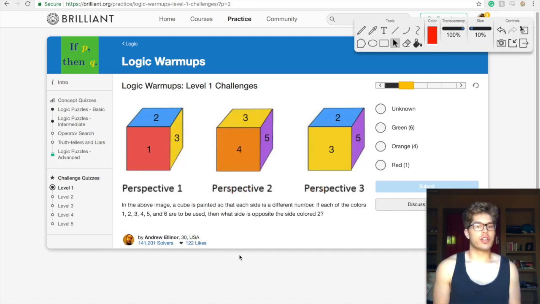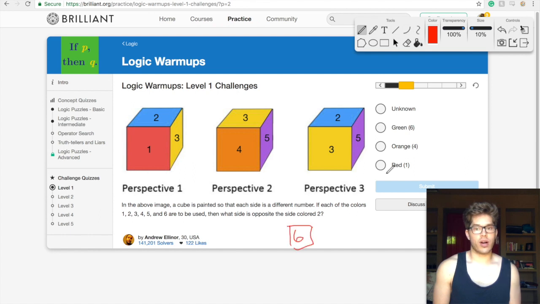In the above image, a cube is painted so that each side is a different number. If each of the colors 1, 2, 3, 4, 5, and 6 are to be used, then what side is opposite the side colored 2? Okay, so here we have three different perspectives of a cube. We see sides 1, 2, and 3 here, sides 3, 4, and 5 here, and sides 2, 3, and 5 here. So what I'm first noticing is we never see side 6.